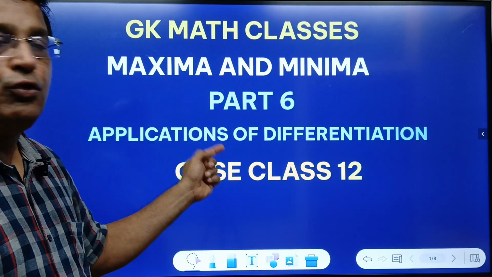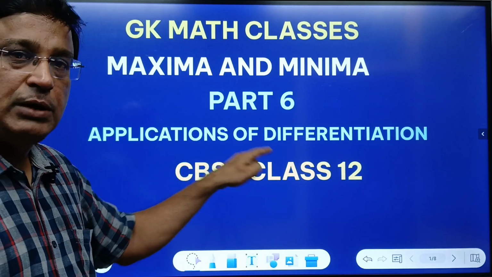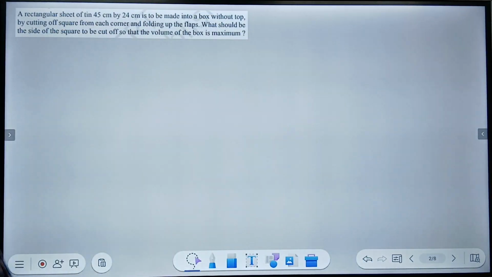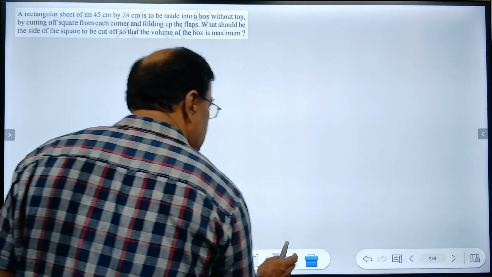Okay, so I have a few more questions to solve in maxima minima word problems, some of them are from the NCERT, some of them are not. Now this is an NCERT question. A rectangular sheet of tin 45 centimeter by 24 centimeter is to be made into a box without top by cutting off equal squares from each corner and folding up the flaps. What should be the side of the square to be cut off so that the volume of the box is maximum possible? So let's have a rough diagram of what it is.